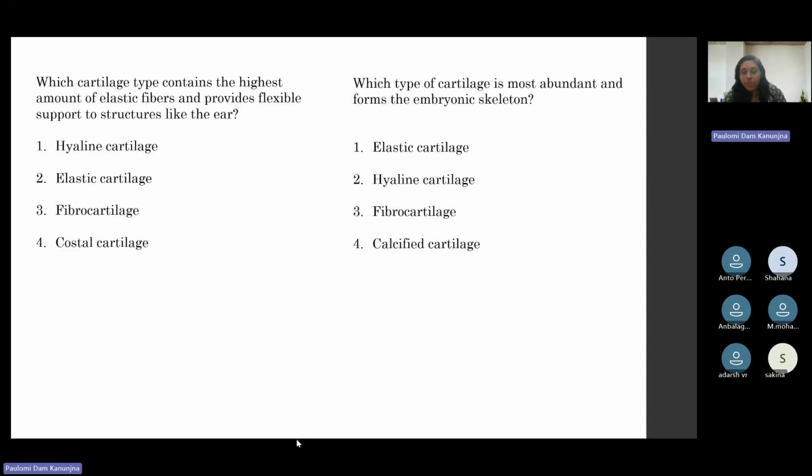One more minute and then we look into the answers. Keep thinking which could it be, or try to remember the classification also of the different types of cartilage that are there.